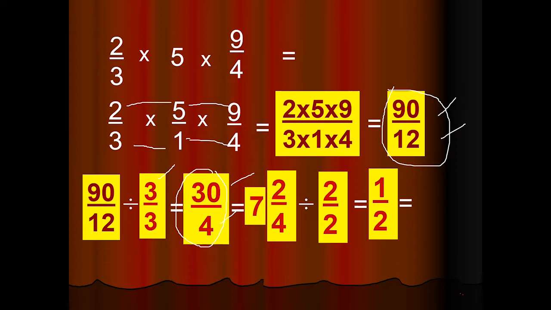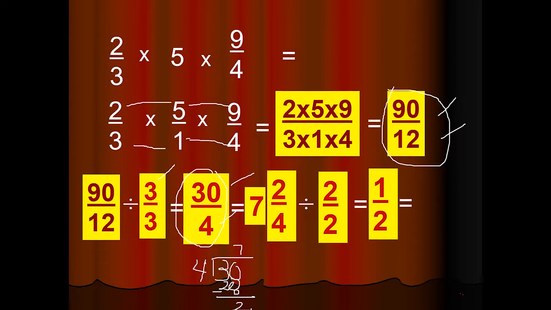So, we have 30 divided by 4. So, we have 7. 7 times 4 is 28. Then 30 minus 28 is 2. So the answer is 7 and 2 over 4.